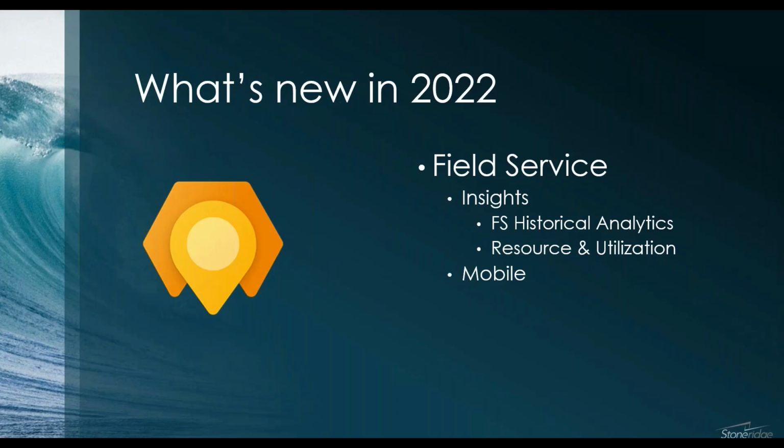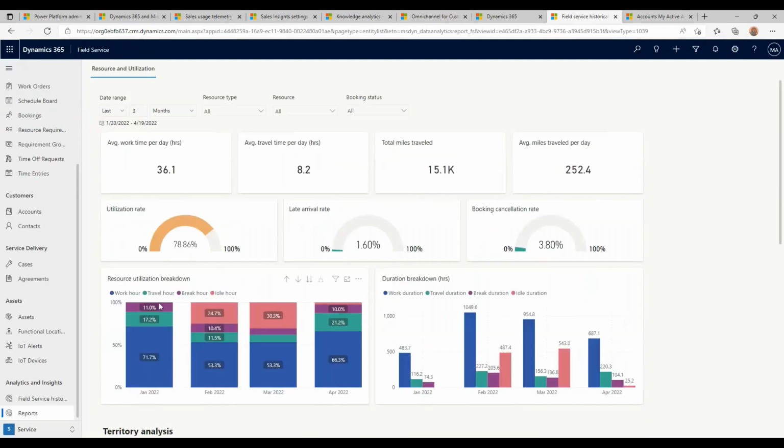And I can show real quick at least what that dashboard looks like. So if we come in here to field service, down here in our sitemap, we've got our analytics and insights. You can see we're looking at resource and utilization. We've also got field service historical analytics. So focused first on resource and utilization.